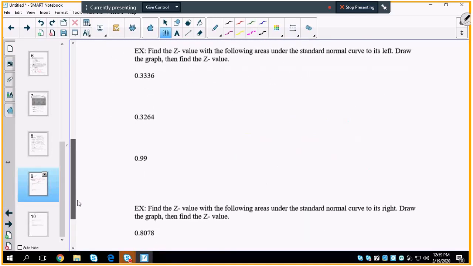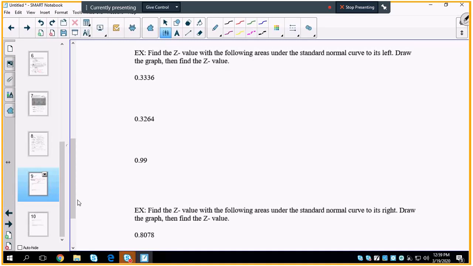Okay, find the z value with the following areas under the standard normal curve to its left. So now our questions are a little different. I want to associate these following areas to the left of a z-score. So what do I mean by that? Think about the mean, it is 0, and I know the left of the mean is 0.5. I want the area of 0.3336, so that should be somewhere here. I want this z-score so that the area to the left of the z-score, this time, is 0.3336. So instead of looking for the z-score, you are looking for the area on the table now.